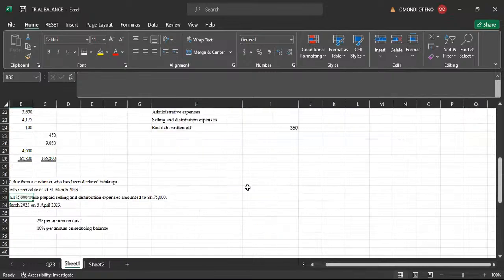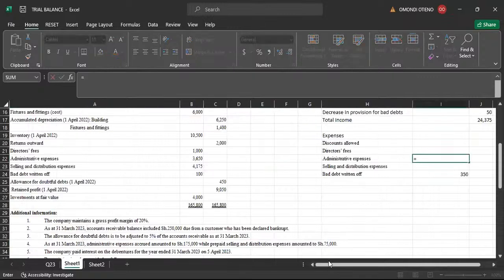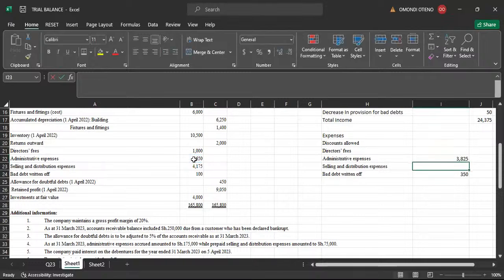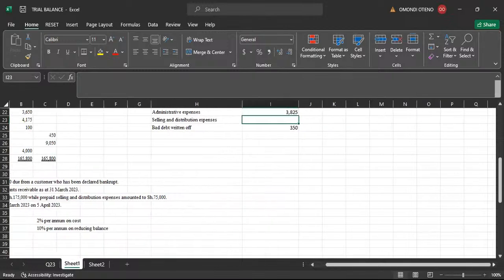So first of all, it increases the expense amount here for the admin, and then the accrued amount will be taken to the liability section, the current liabilities, accrued expenses. So we add 175 to it. That is administrative expenses. Then we now move to, while prepaid selling and distribution expenses amounted to 75.